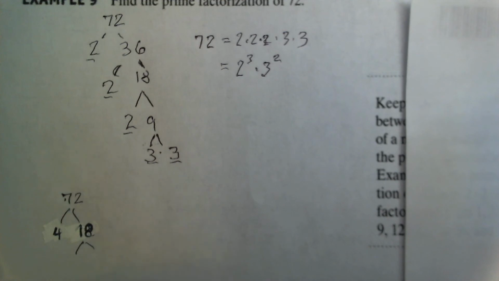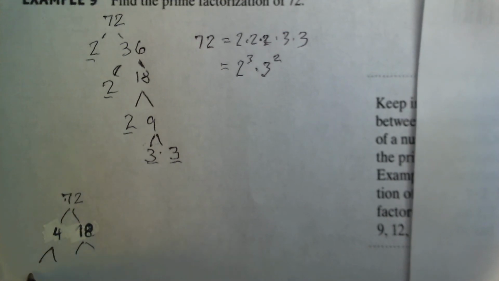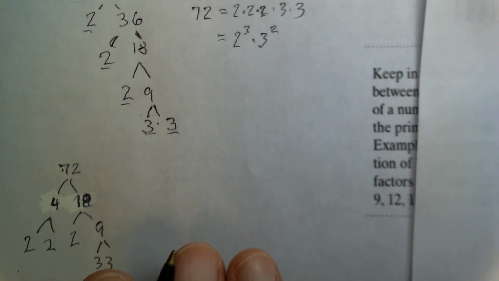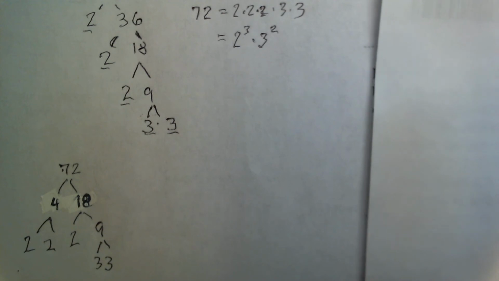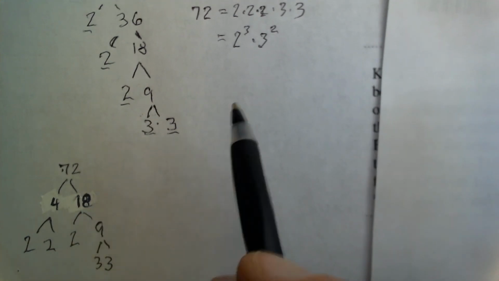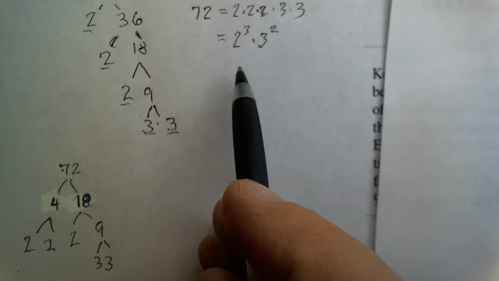And we can write 4 as 2 times 2. And 18 we can write as 2 times 9, and we can write 9 as 3 times 3. And so as you can see, the factorization is the same: 2 times 2 times 2 times 3 times 3. So either way, no matter how you start the factorization process, the prime factorization will always be the same.